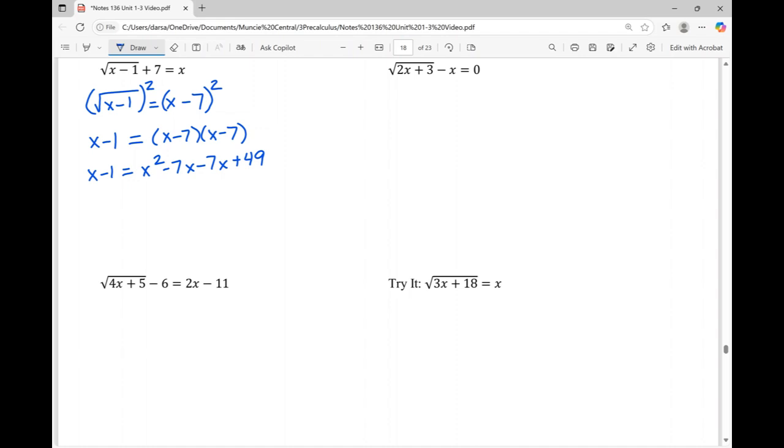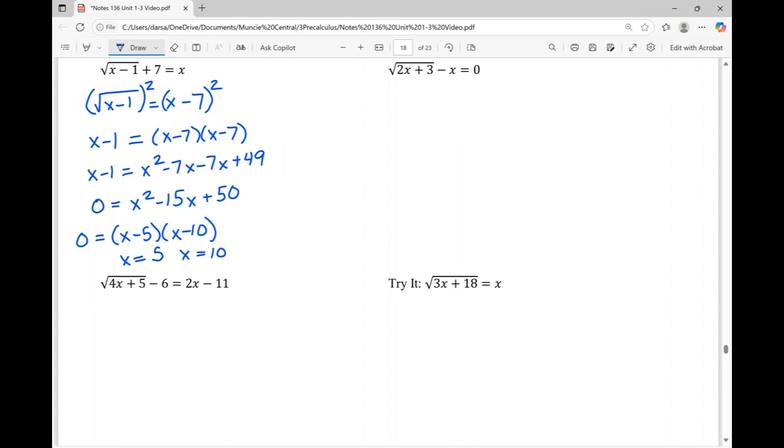How do we solve a quadratic? We get everything on one side and simplify it down, and then we're going to try to factor it first. So we have x squared, negative 7x minus another x, that's minus 15x, and then 49 plus 1, that is 50. Now check this and go, okay, will this factor? It will. This will factor to x minus 5, x minus 10, because negative 5 times negative 10 is 50. Negative 5 plus negative 10 is negative 15. So we have two possible answers, 5 and 10.